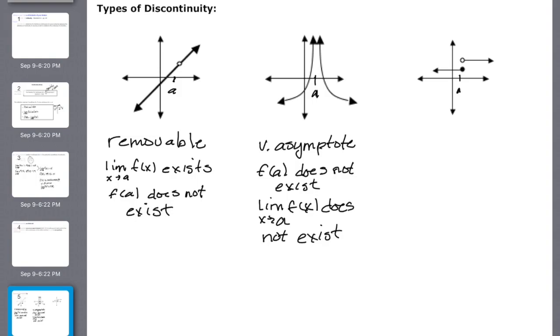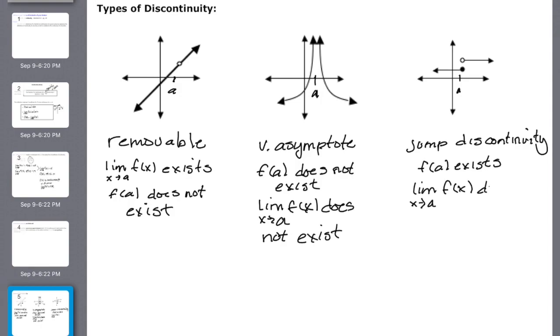The last one is a jump discontinuity. And of course, the f of a exists, but the limit as x approaches a of this function does not exist. So it meets criteria 1, but does not meet criteria 2. Therefore, we call it a discontinuity.